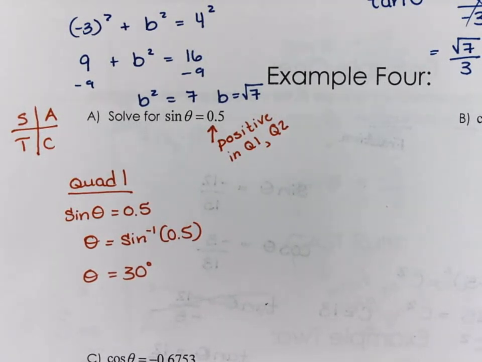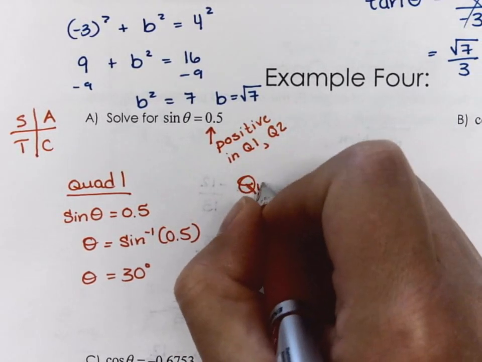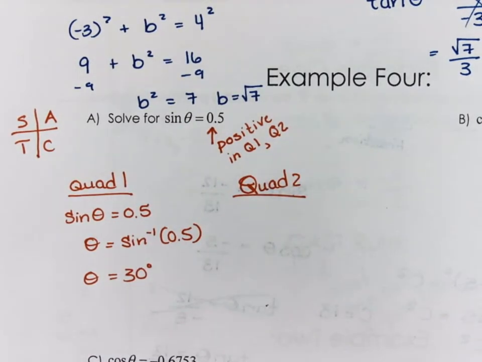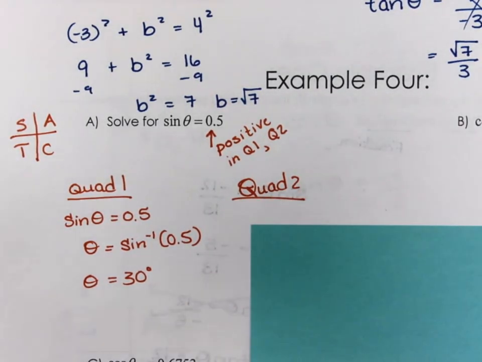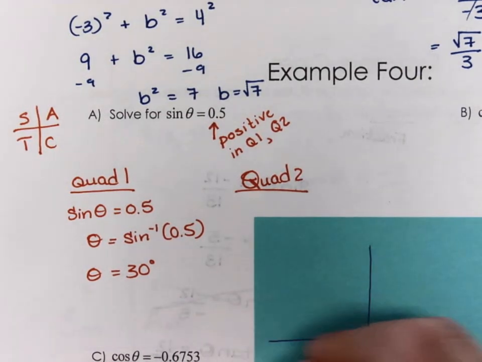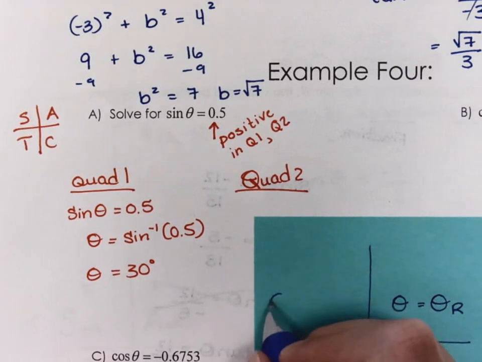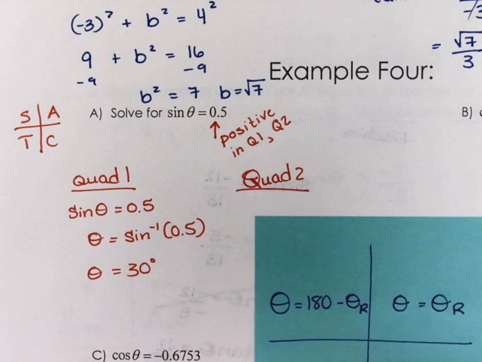Now we've got to talk about quadrant 2. So now we're in the second quadrant. And this is where the rules come in. Do you guys remember the rule for quadrant 1? Let me grab a sticky note. Maybe this will be helpful. And maybe this is what you want to do. Grab a sticky note and put them on here. So theta equals theta reference. Theta equals 180 minus theta reference.